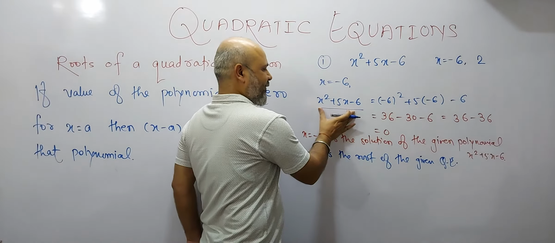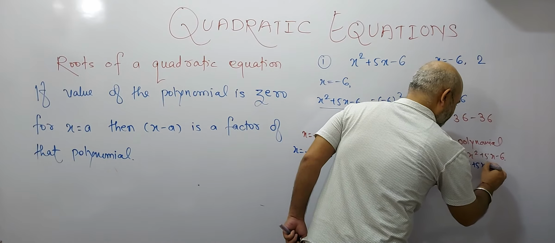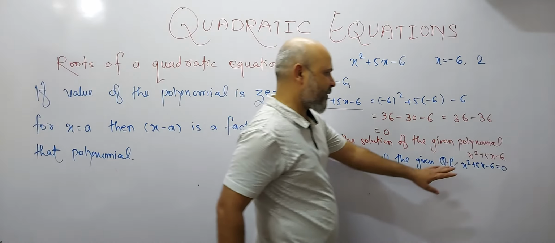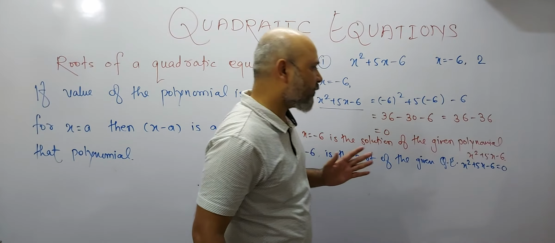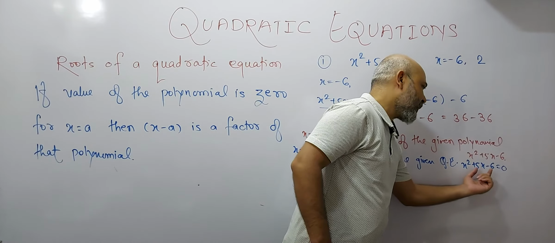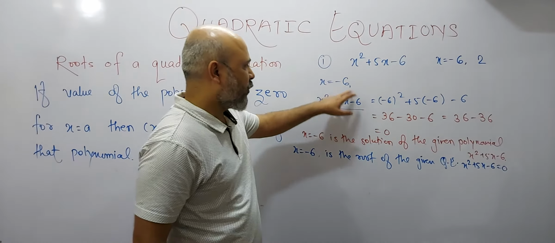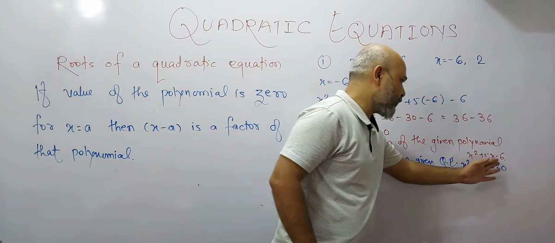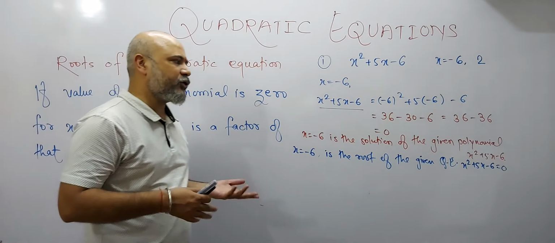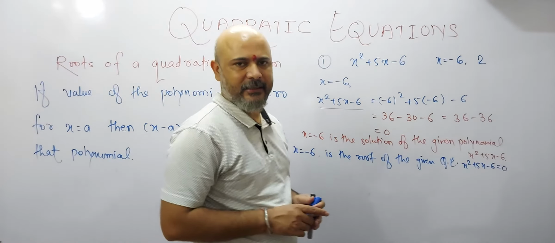Now I will equate this quadratic polynomial with 0. X square plus 5x minus 6 is equal to 0. Okay. Now this is the quadratic equation, x square plus 5x minus 6 equal to 0, because we know the left hand side is a quadratic polynomial, and when you put the value of x as minus 6, you will get 0. Means 0 is equal to 0. It means that when you get LHS is equal to RHS, or you say 0 is equal to 0, then this will be the root of the given quadratic equation.